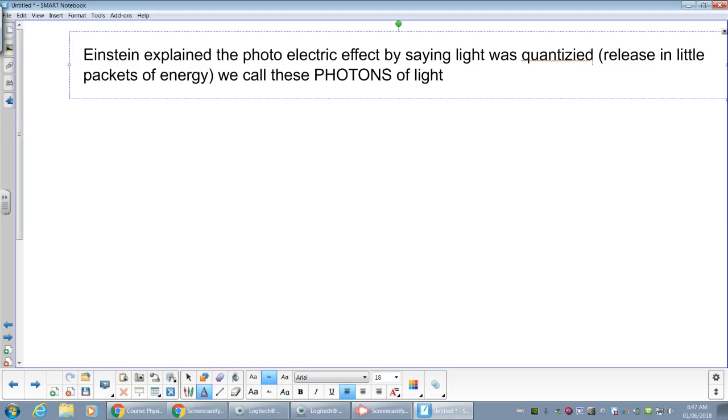So sometimes they've got particle properties, and sometimes they have wave properties as well, depending on where they are. So that's where quantum theory comes in. He won the Nobel Prize in 1921 for doing that.